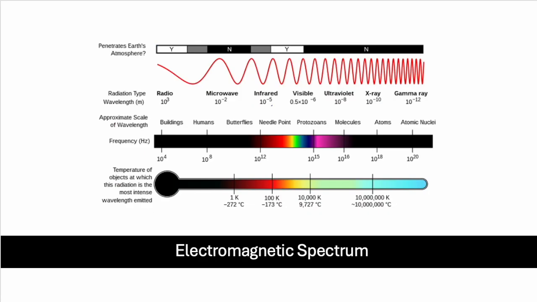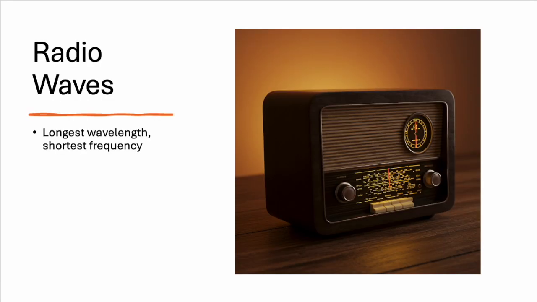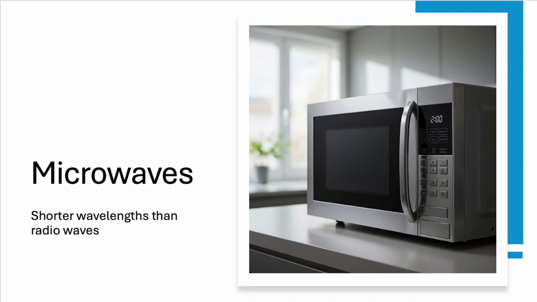The electromagnetic spectrum is a continuum of all these different types of radiation arranged in order of increasing wavelength and decreasing frequency. Some of the most familiar types of electromagnetic radiation include radio waves. These have the longest wavelengths and the lowest frequency. They're used for communications such as radio and television broadcasts. Microwaves. These have shorter wavelengths than radio waves and are used for cooking and radar.